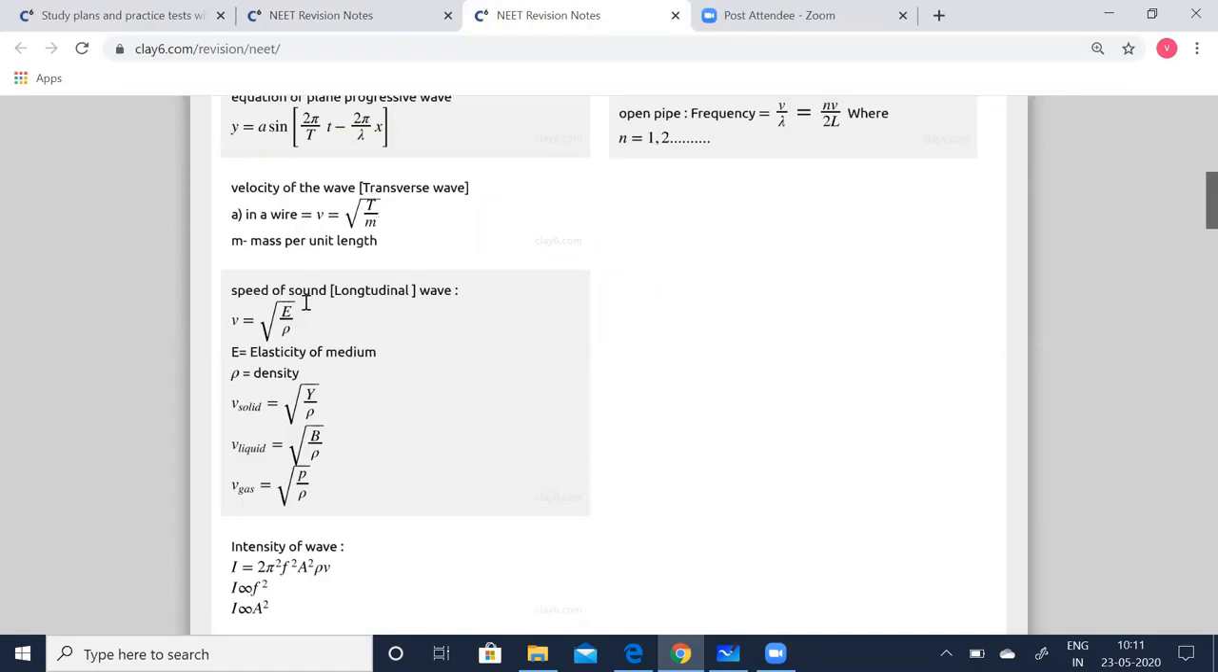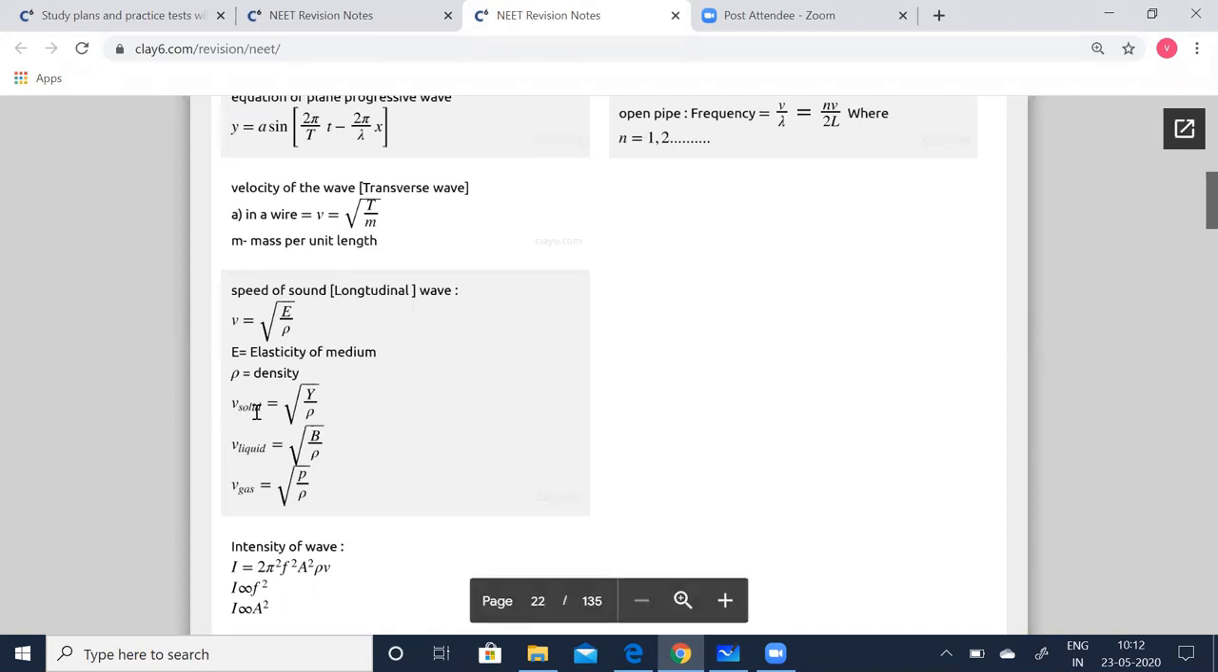Speed of sound, if it is going to be a longitudinal wave. Now you know the velocity of a transverse wave applies for all electromagnetic waves. When it comes to a longitudinal wave, it is just the speed of sound. It is a mechanical wave, which is nothing but sound. Sound is a form of a mechanical wave. So v is equal to root of E by rho, where E is the elasticity of the medium and rho is the density. The velocity of sound differs in solids, liquids, and gases, so we'll have to look into all three media.